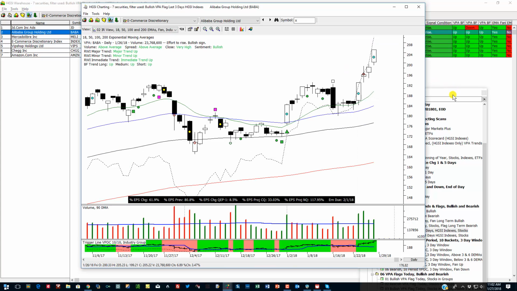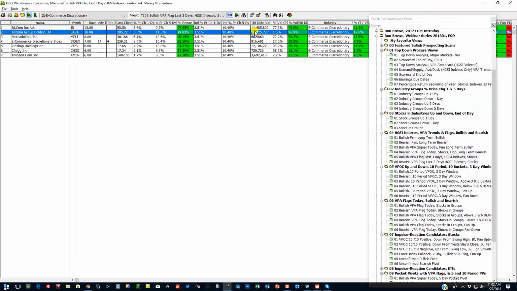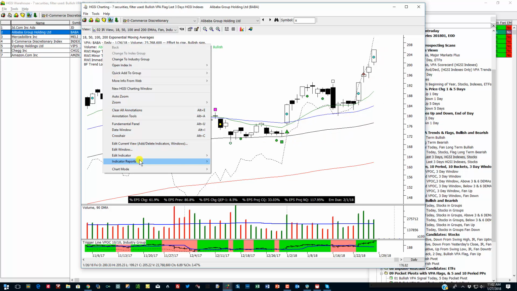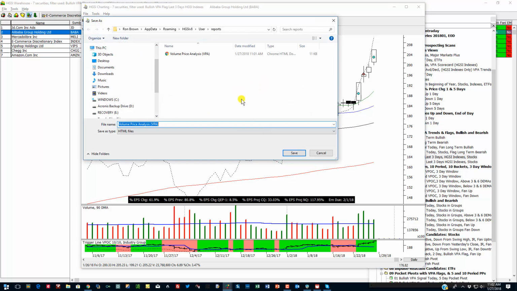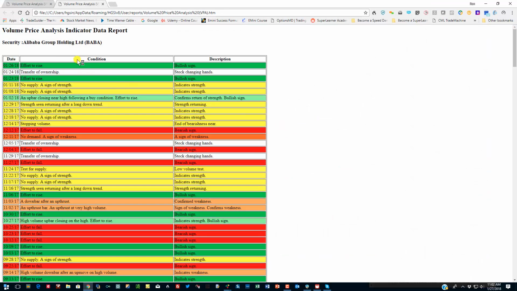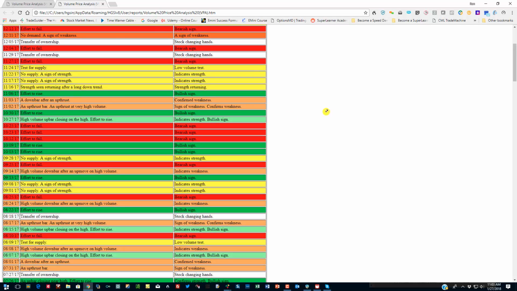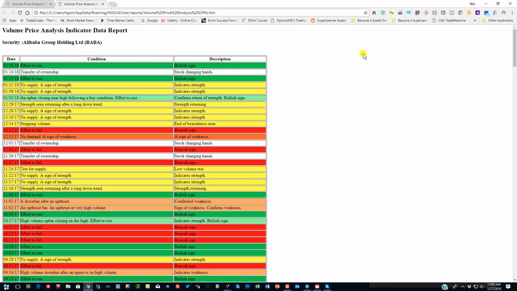Let's just bring BABA up here. And you can see that it moved up nicely. Once again, if I go to this indicator report, click on that, overwrite the HTML file, it's going to tell me the history of all the VPA flags in BABA. And I usually just look at the more recent ones.